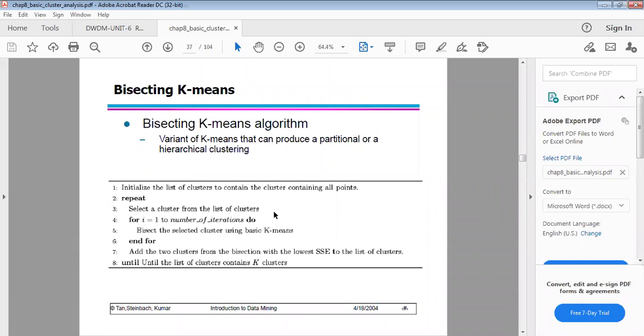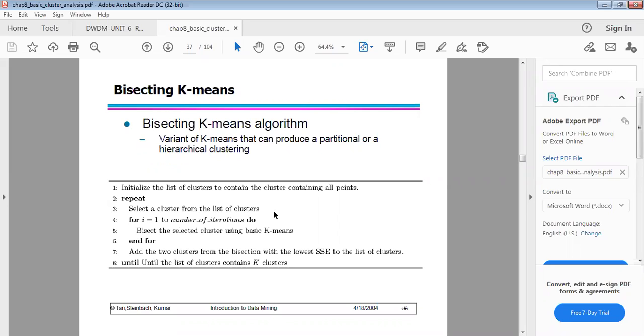Here in bisecting k-means, first initialize the list of clusters to contain the cluster containing all data points. Now you have to repeat it. Between the repeat and until, you have 5 steps. The first one is selecting a cluster from the list of clusters.